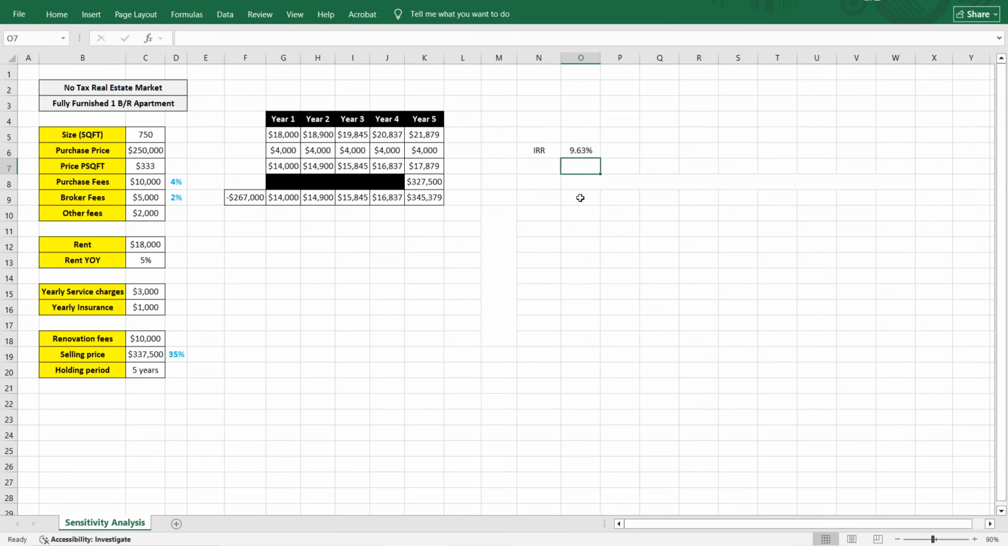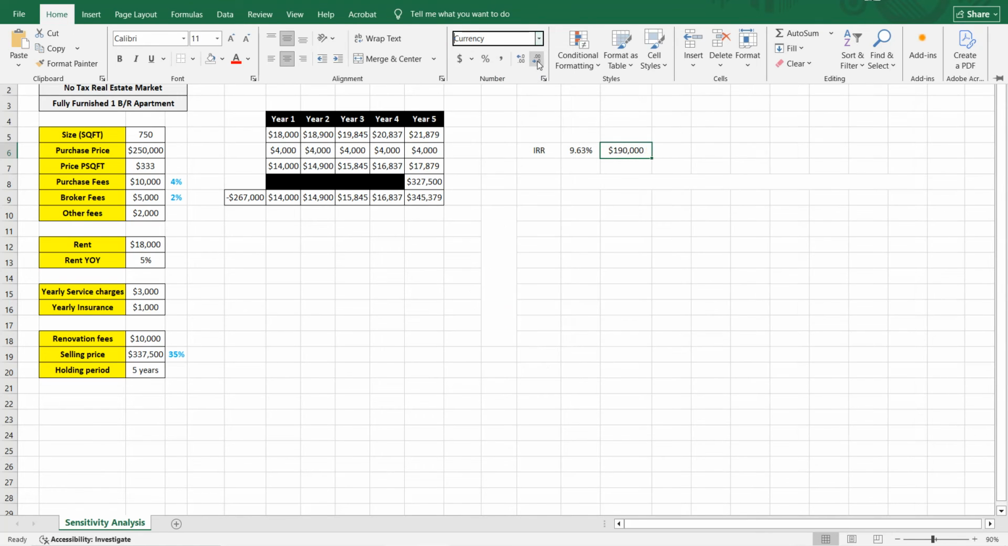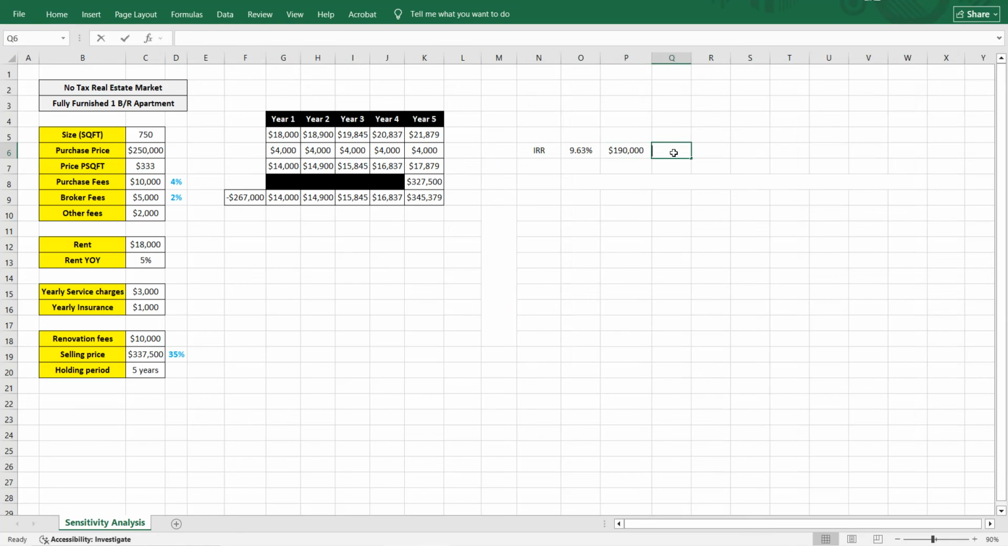To create our sensitivity analysis table, we can start from the purchase price. Let's say, for example, we start from 190k, and we are going to increase this value by 15k. First we convert that to currency. So here it would be equal to this value plus 15k. We copy this until here.